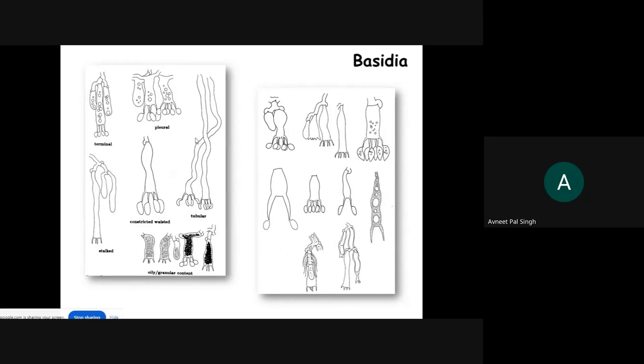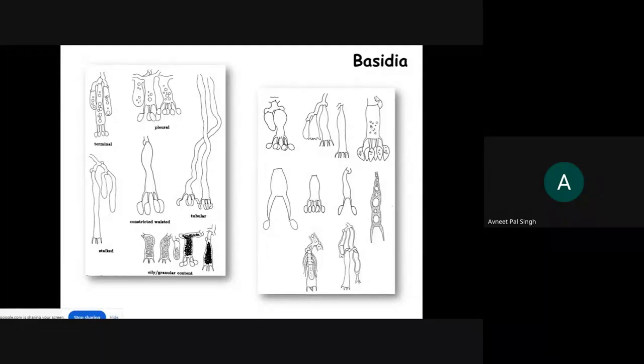Then we have to look for their shape, whether they are stalked, clavate, subclavate, whether they are having any kind of constriction in the middle of their body. Then we have to look for the number of sterigmata. The number of sterigmata varies a lot in case of these fungi. They may have 2 to 8 sterigmata. Usually the number is 4, but we have the complete range from 2 sterigmata, that is bisterigmate, to octasterigmate basidia.